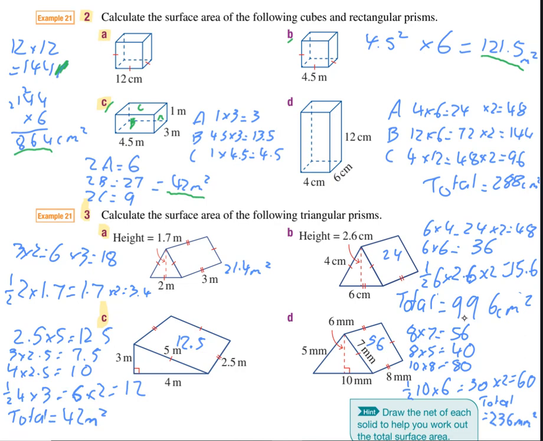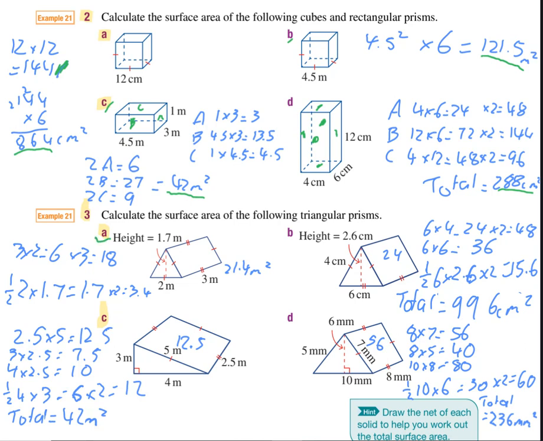4 times 6 is 24, doubled by 2 is 48. So that gets rid of this face and this face. B is 12 times 6 is 72, and 2 of those is 144. So that gets rid of this face, that face. And then there's 4 times 12 is 48, 2 of those is 96. So that's this front face and that back face. And then you add all those up and you get 288 centimeters squared.